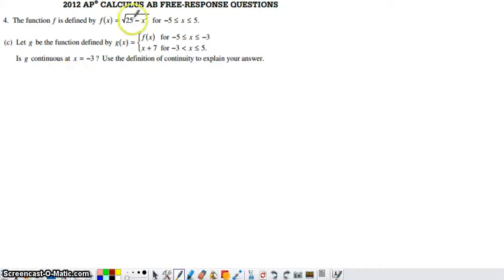Here's part C of number 4 from the 2012 AB exam. The first two pieces dealt with this function f, pretty standard. Take a derivative, find the equation of a tangent line at a certain value. And then in part C here, they define a new function. Let g be the function defined by this.